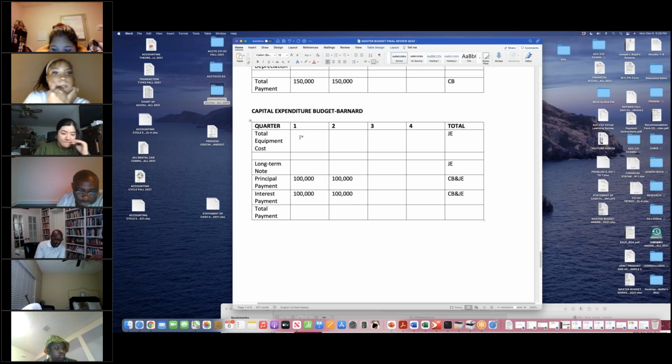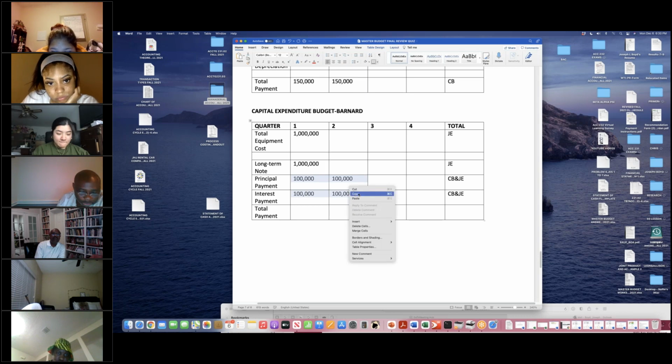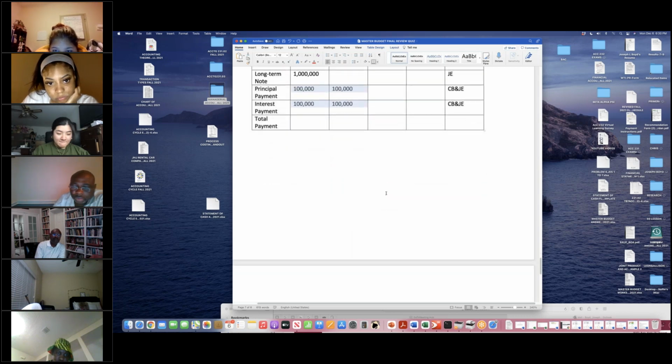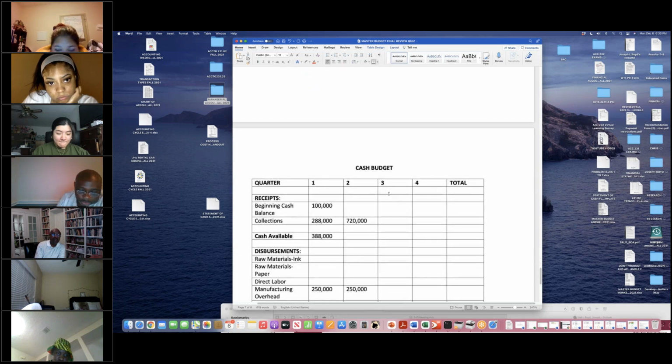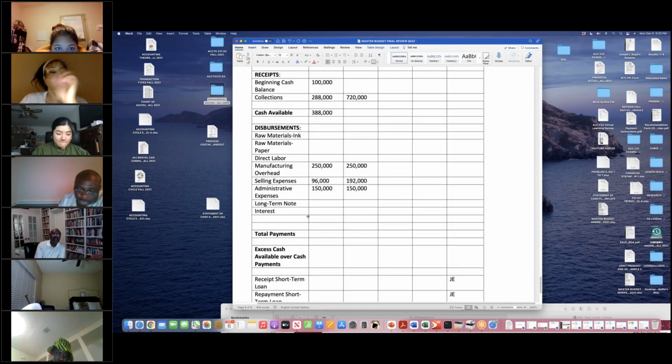Now the equipment purchase was $1 million, wasn't it? Yes, sir. That's with a long-term note, so there's no impact on the cash budget. We don't have to worry about the cash. Or the cash is these two payments here. And all we're gonna do now, Malik, is copy these and do what with them? And plug them in. Cash budget, long-term note.